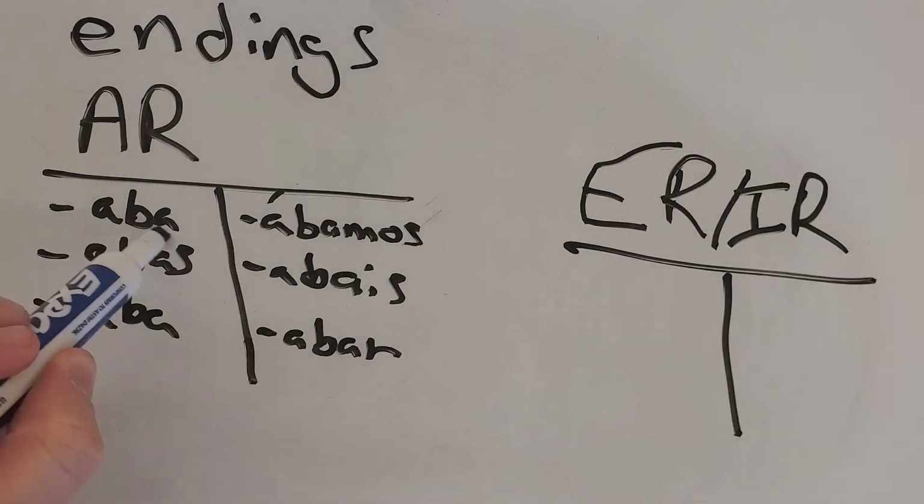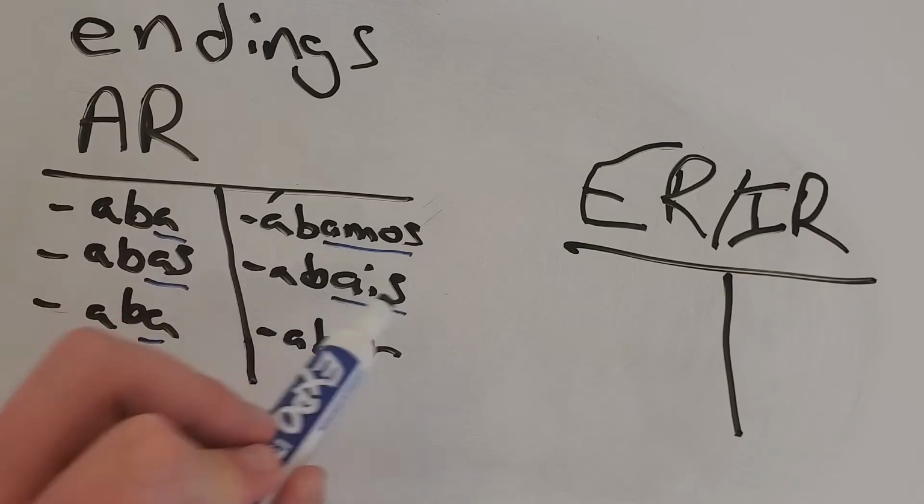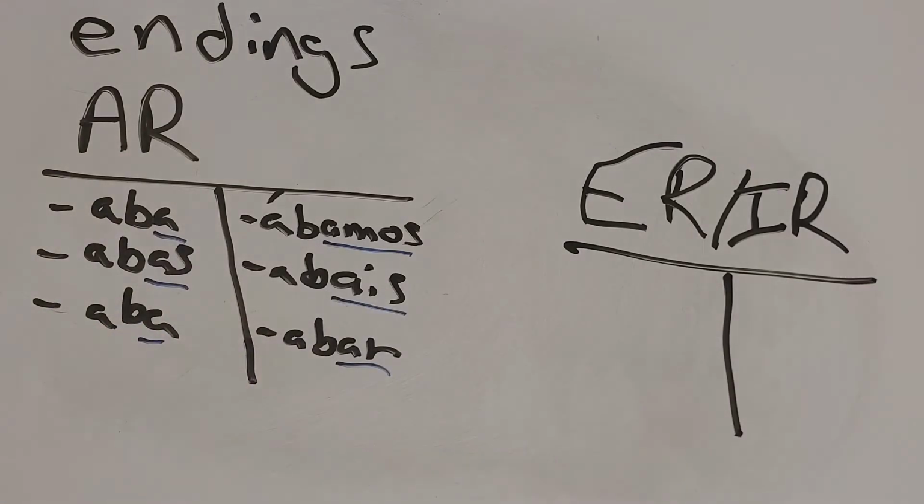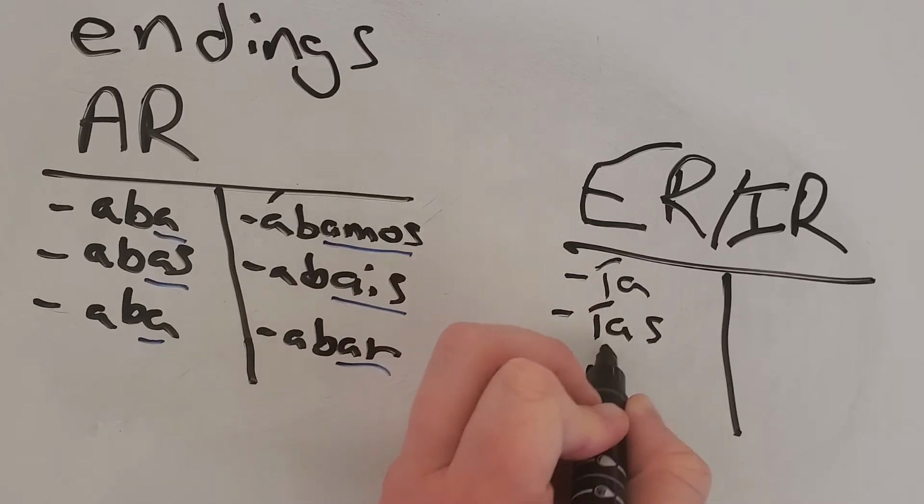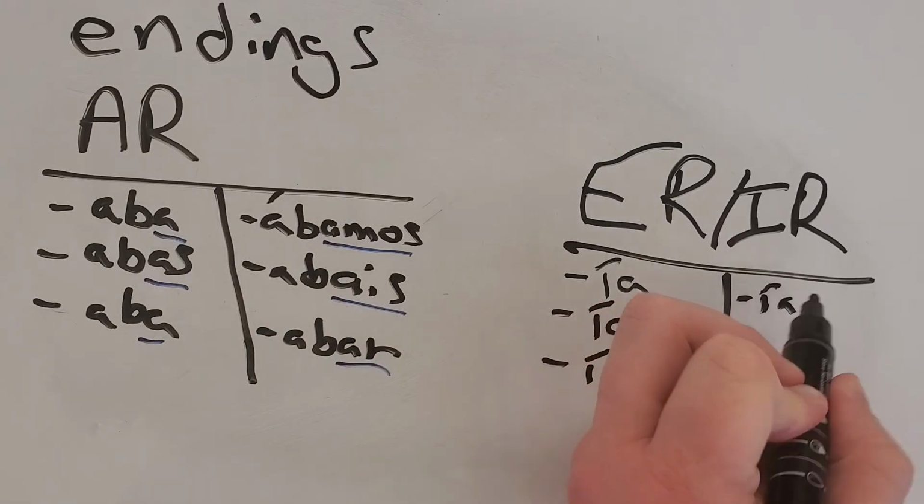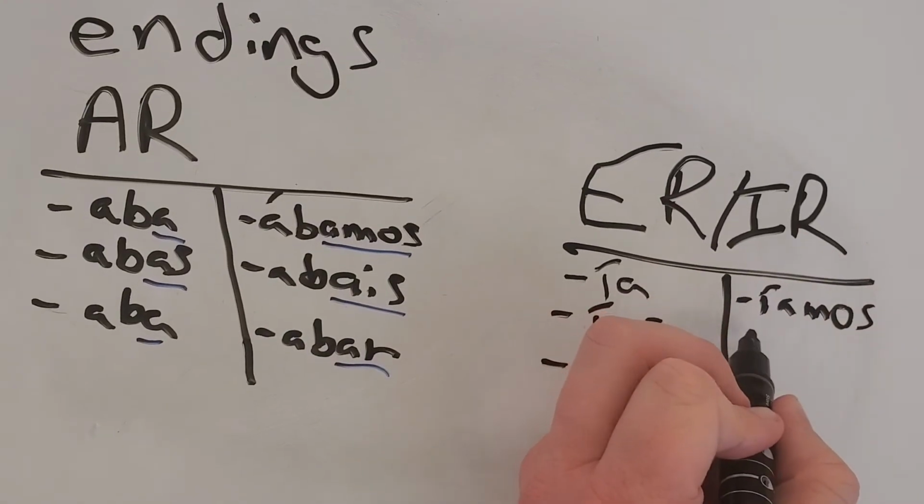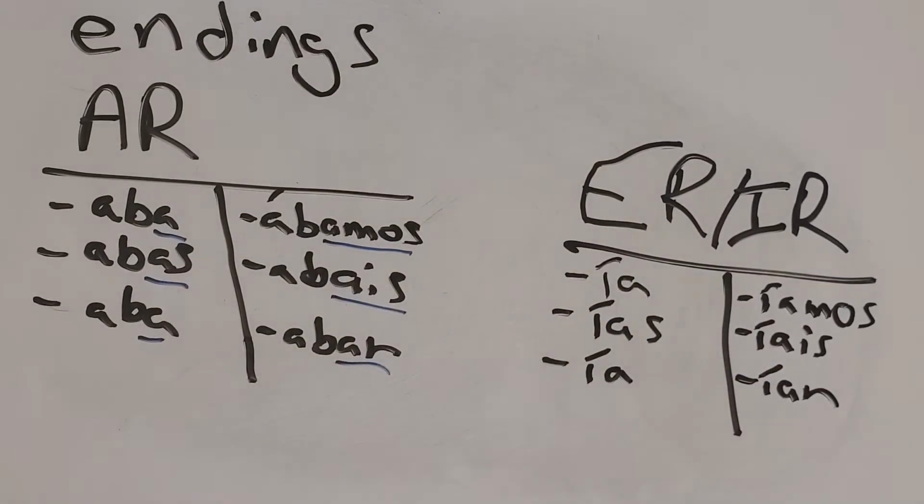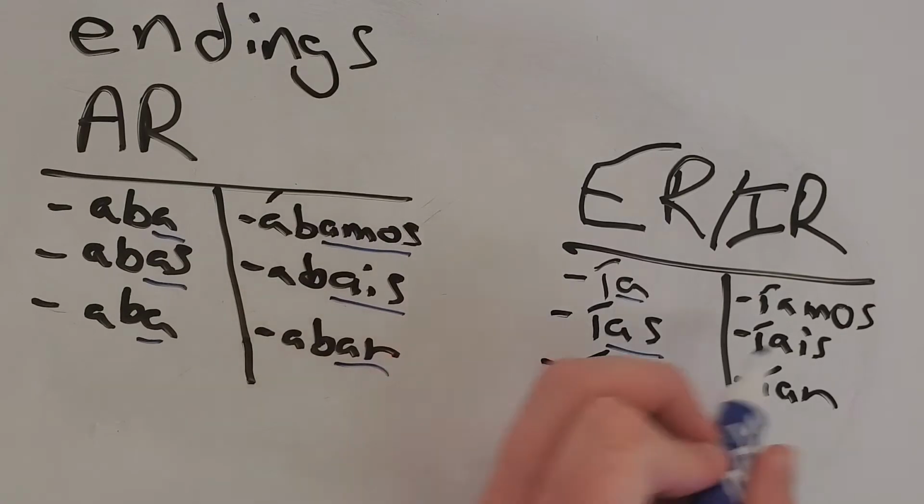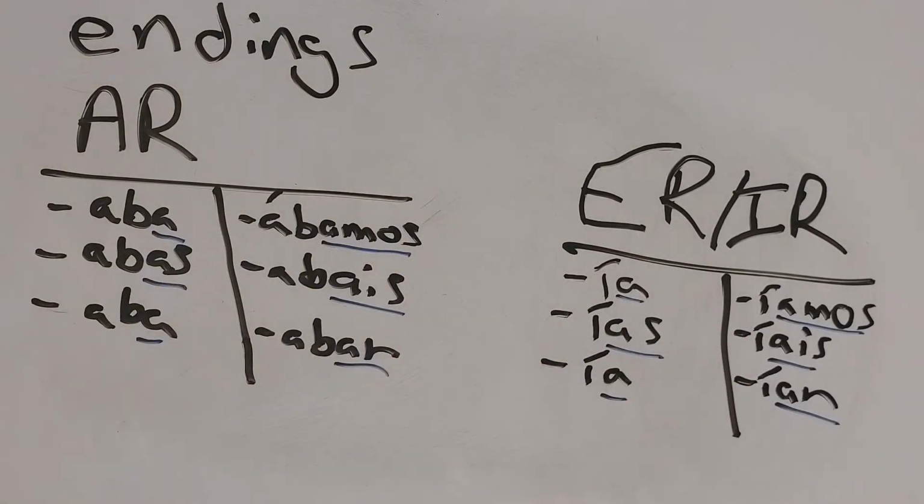And you'll notice some things here that we are used to seeing. A, as, a, amos, ais, an. Not totally weird for Spanish verbs. For ER, IR, we have ía, ías, ía, íamos, íais, ían. And same thing here. We've got that a, as, a, amos, ais, an, just with the I with an accent in front of it to tell us that it's the imperfect.